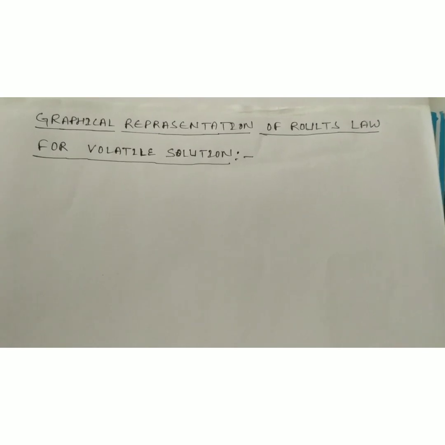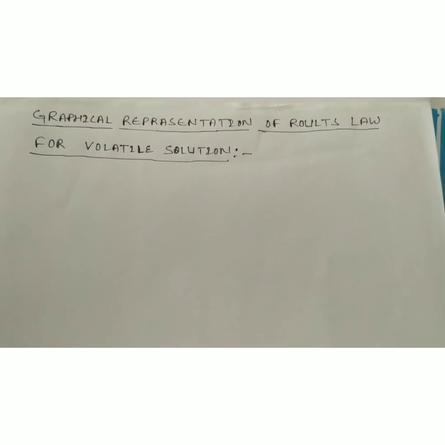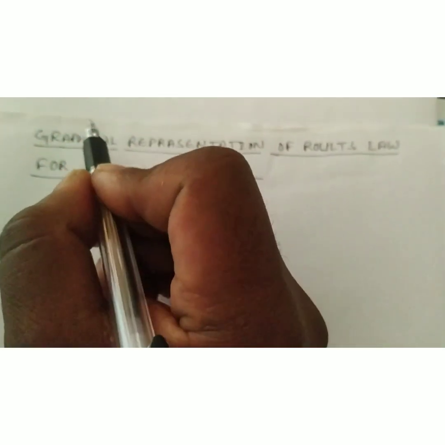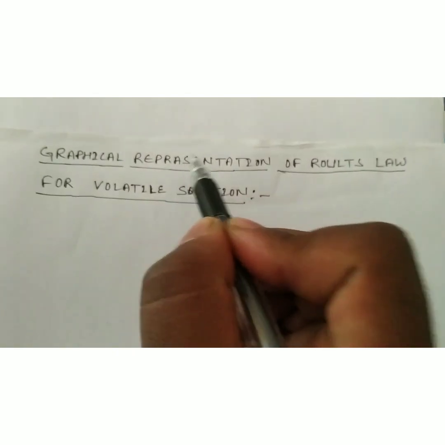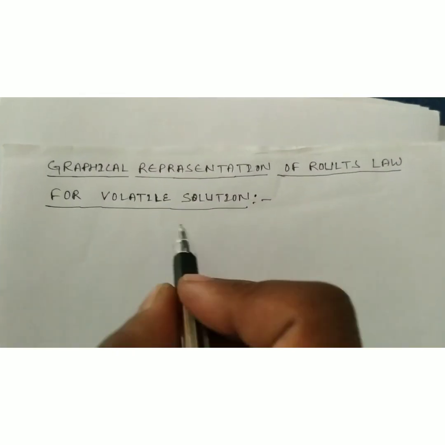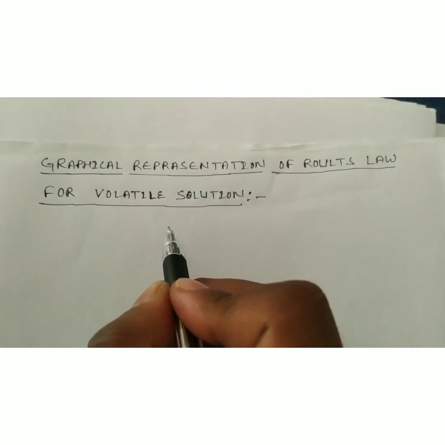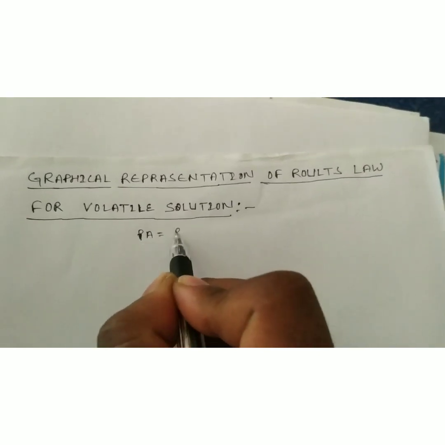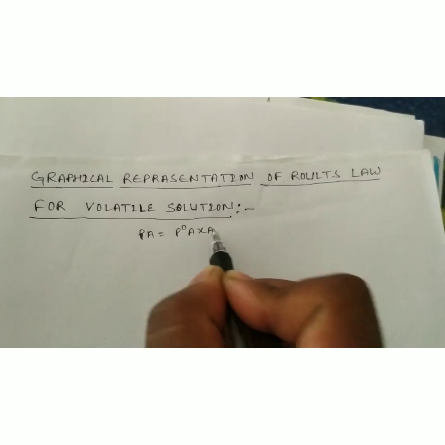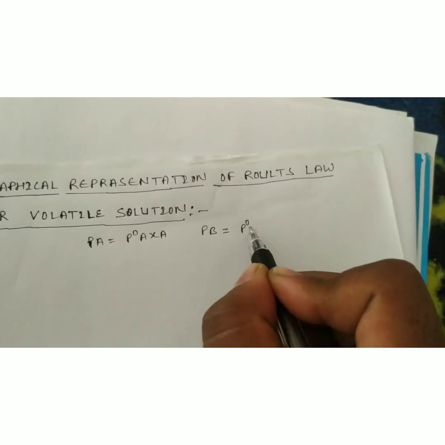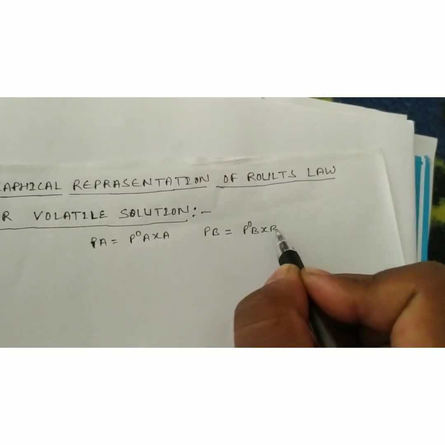Students, in the last video we already discussed Raoult's law for volatile and non-volatile solutions. Today we will discuss the graphical representation of Raoult's law for volatile solutions. We know very well Raoult's law for volatile solutions: Pa is equal to P naught A XA, while Pb is equal to P naught B XB.